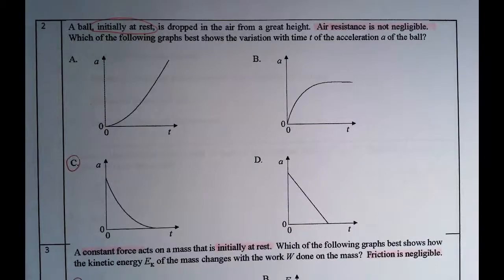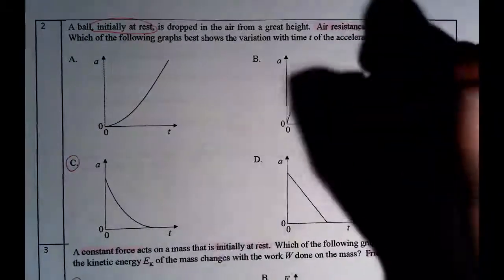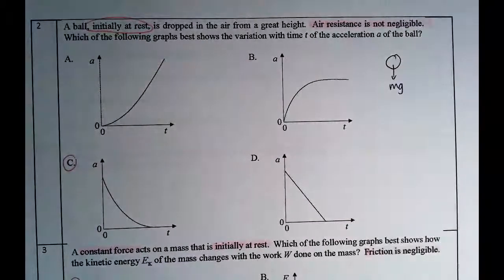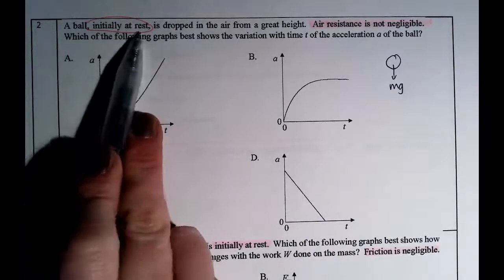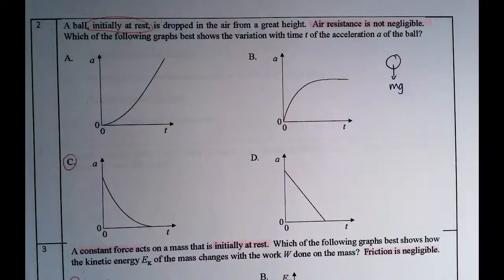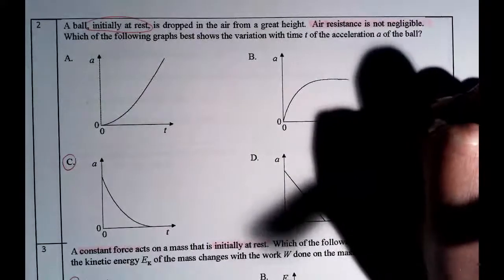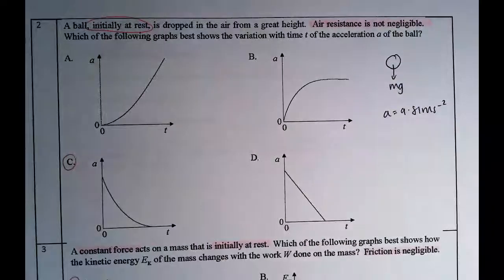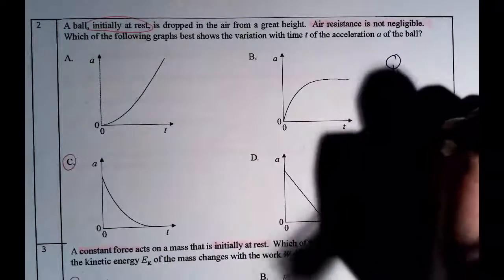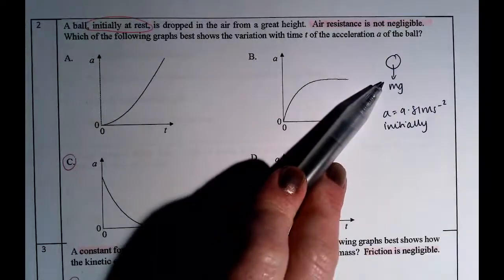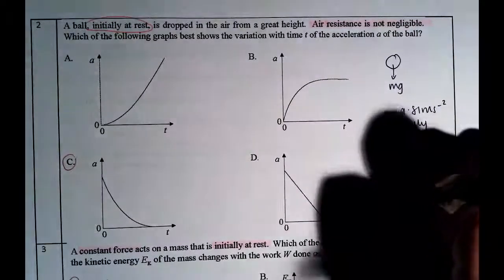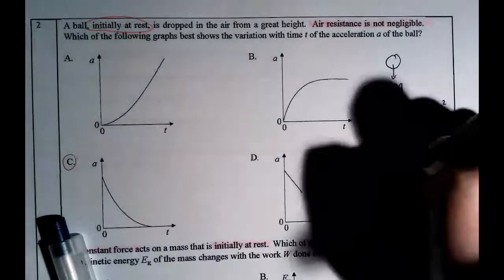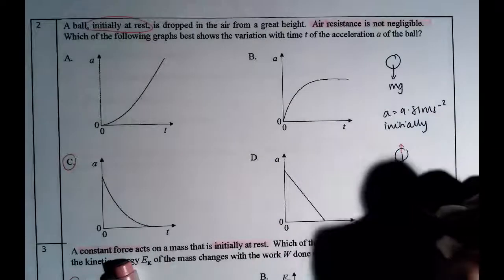Now, from the instant that a ball is released, it has weight mg, and so it is subjected to acceleration due to gravity, and so even from the rest position, at the moment it's dropped, I know that acceleration is 9.81 meters per second squared initially. And that is because the only force acting at the start is the weight. As time goes on, you obviously still have weight, but you also now have an increasing air resistance.